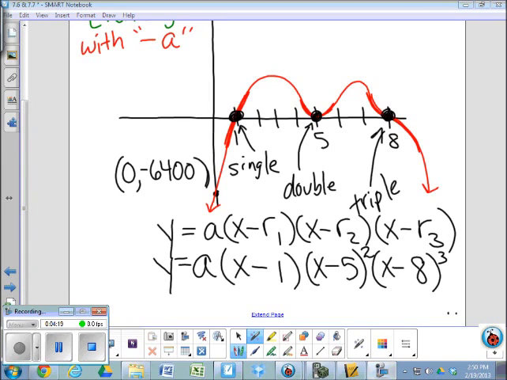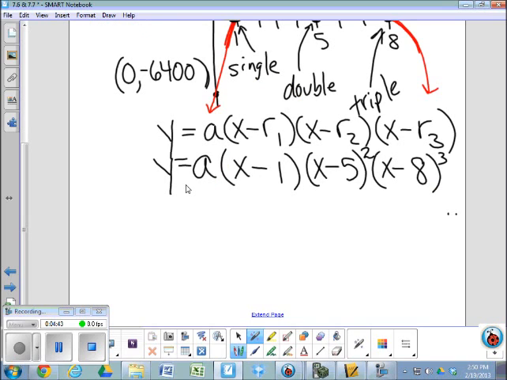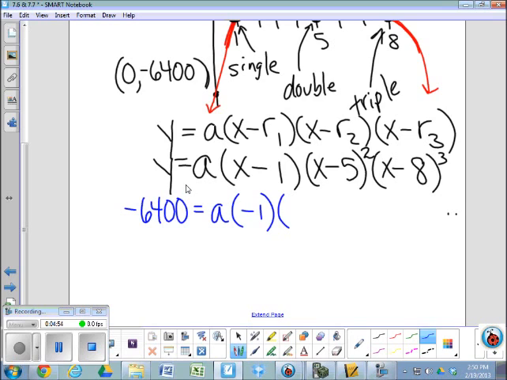Next, we need to find a. And to find a, you can use the y-intercept if they give it to you, and if it's not 0, 0. Are both of those things true? Did they give us a y-intercept? Yes. Is it 0, 0? No, so we are permitted to use it. So let's plug in negative 6,400 for y, while you plug in 0 for x. You'll see when we do the work why I needed the y-intercept to be so big of a negative number.